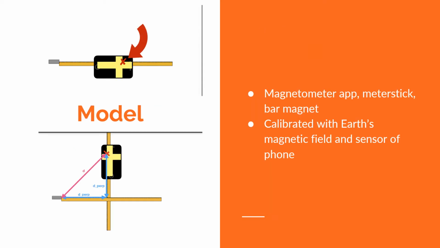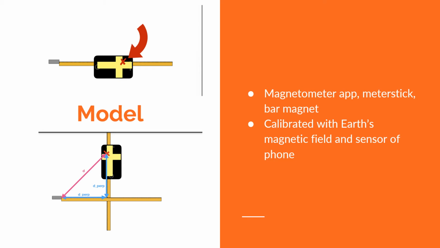So the model that we used in this lab was a bar magnet and then a magnetometer on my iPhone. We first calibrated the magnetometer and made sure that both the magnet and the phone were in line with, and perpendicular to, Earth's magnetic field, so it wouldn't have those impacts from it, and we'd be able to just see what comes from just the bar magnet.